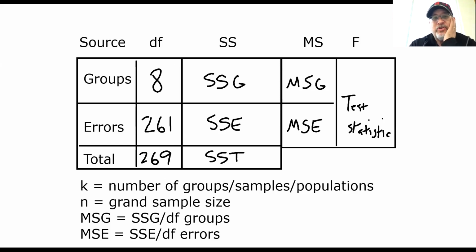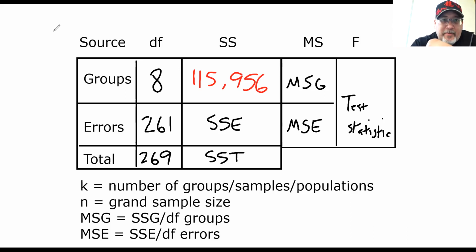You're not going to see me switch to the spreadsheet. I'm looking at it right now. Our SSG was 115,956. Thought that was going to be a black, but that's okay. Cool with red.